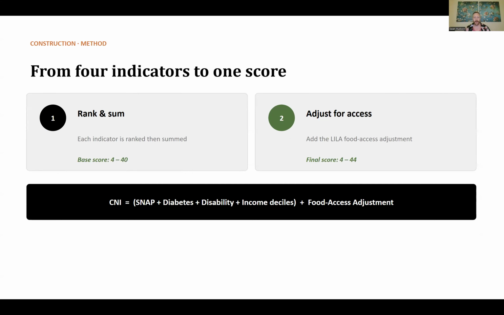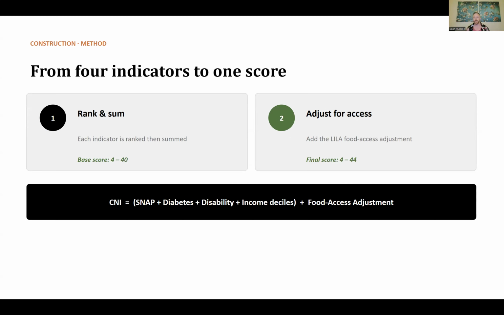What does it do? We transform those scores and then sum them across. So we rank and sum them in an ordinal category based on those things. That will give us a score anywhere between 4 and 40, and then we adjust for access. That is the last piece.